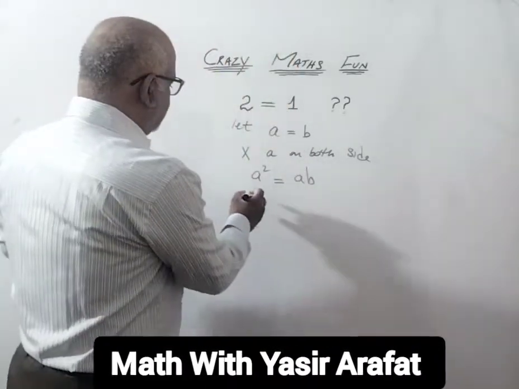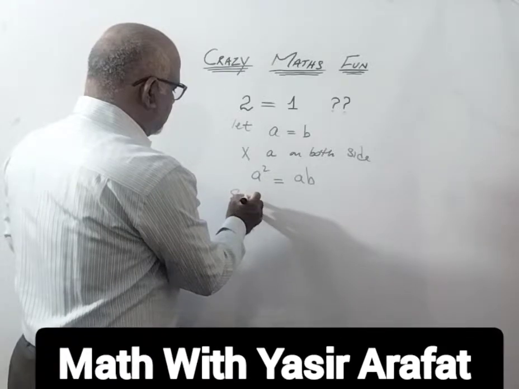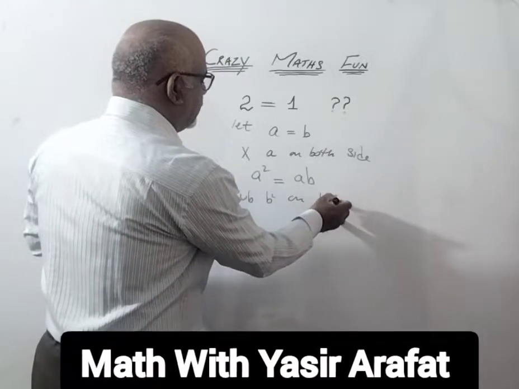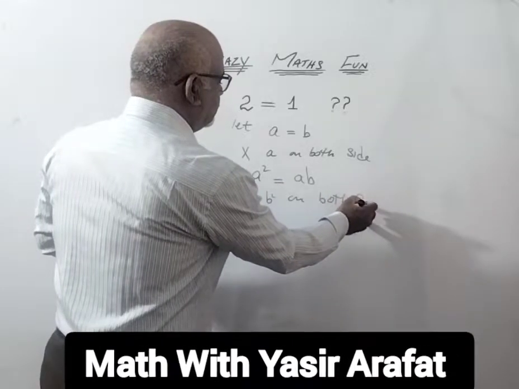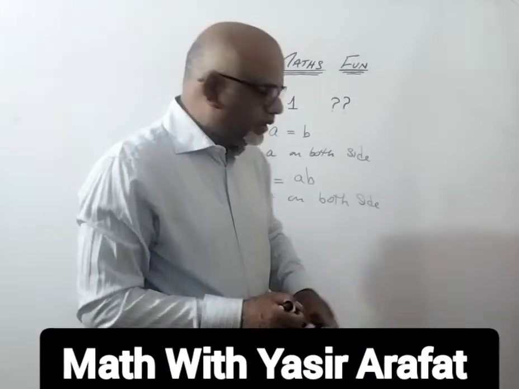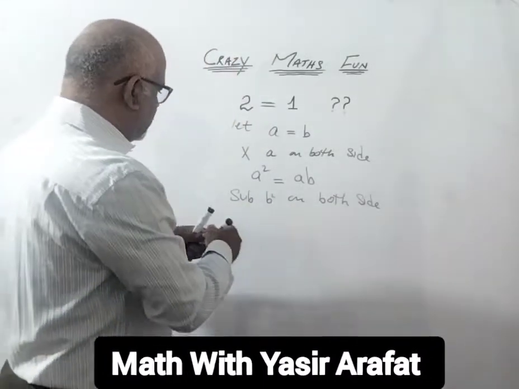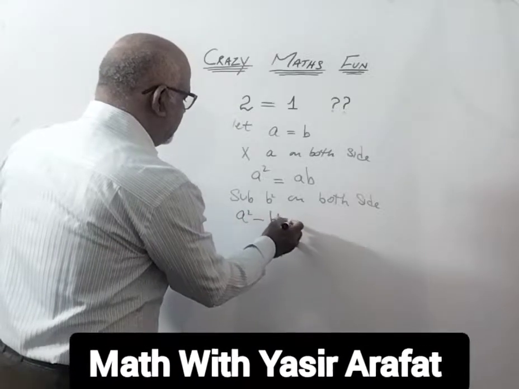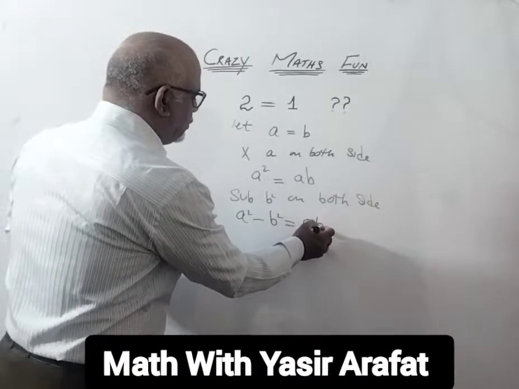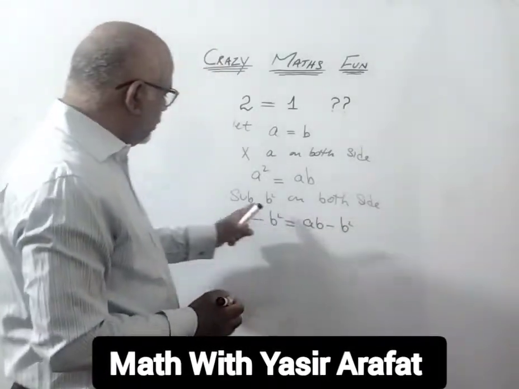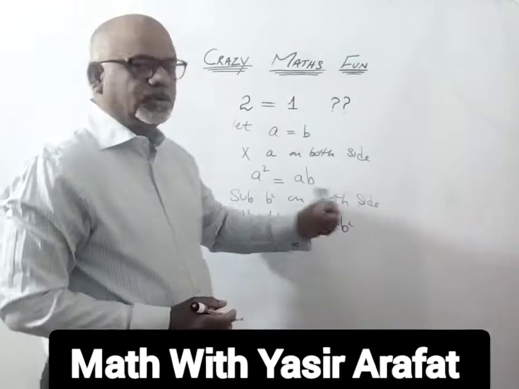Then we have to subtract B square on both sides. So this is A square minus B square, it is equal to AB minus B square, because we are going to subtract B square on both sides.